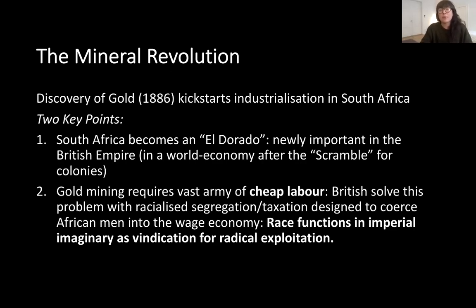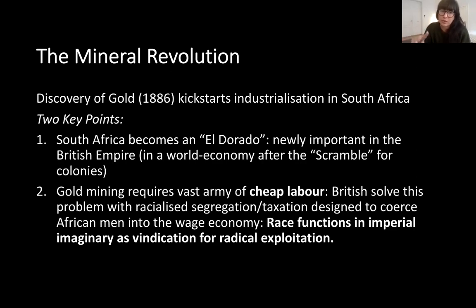But then the second point, and the wider point, is that race functions in the imperial imaginary, the British colonial imaginary, as a vindication for radical exploitation. So essentially, cheap labor is identified in the mineral revolution in terms of race. Race becomes a way of legitimating low wages and very low standards of living, radical exploitation, and that's important.